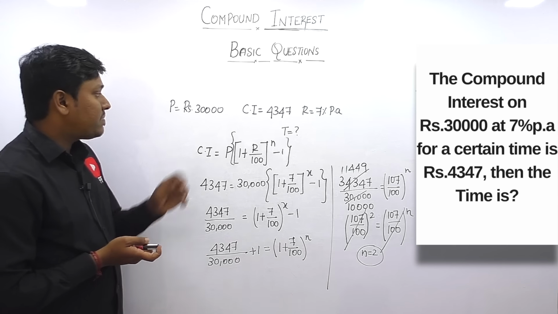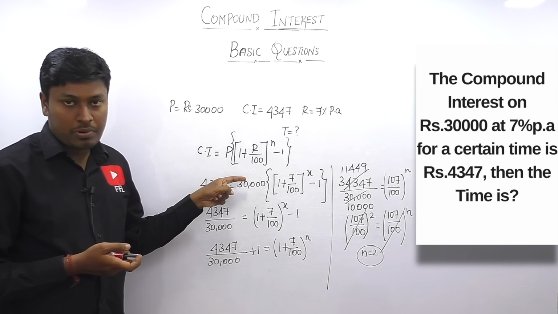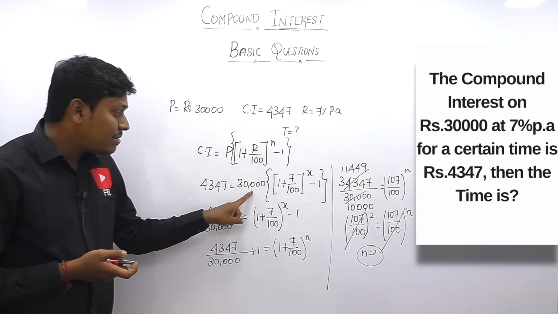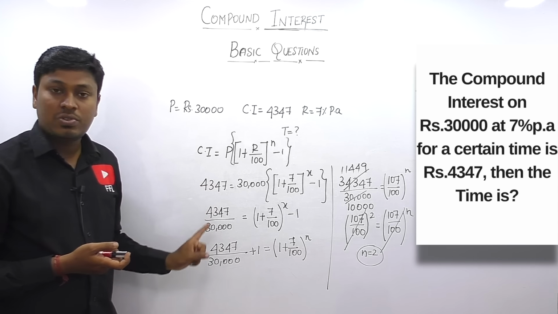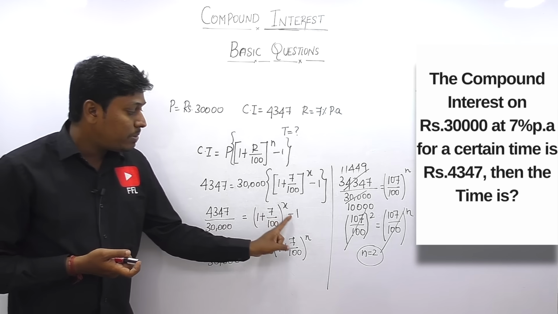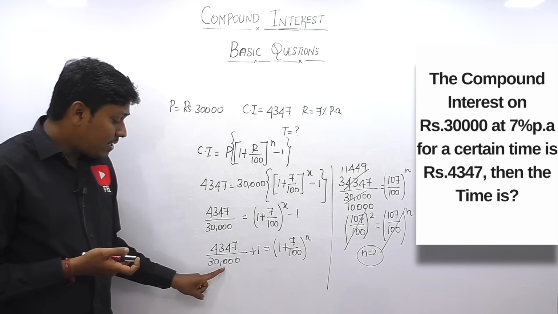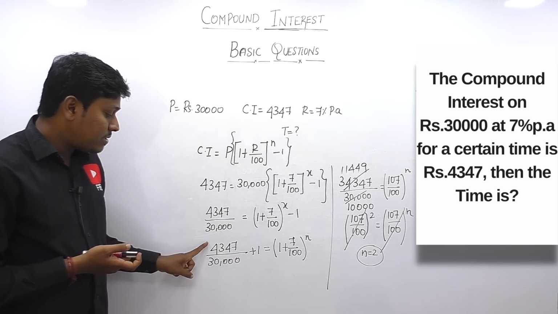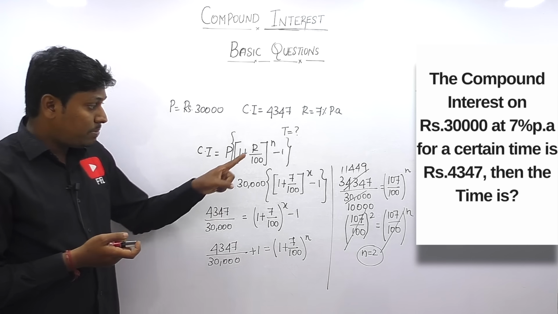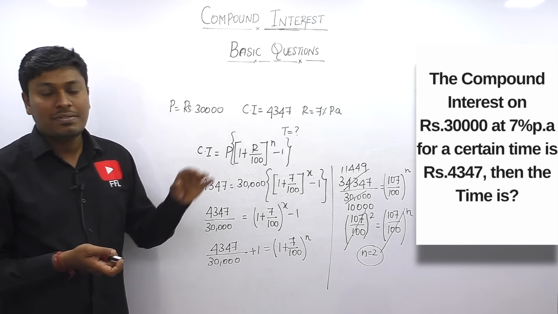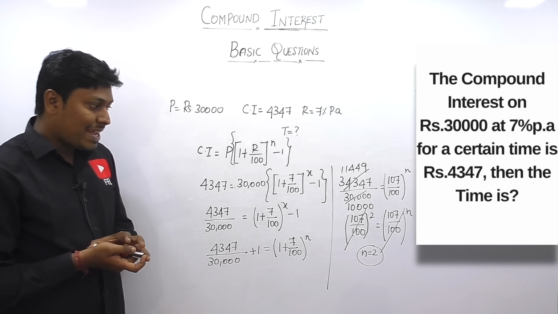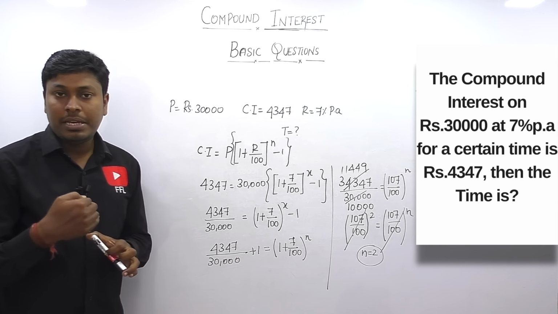So friends, the first step is we applied all the given values in the compound interest formula, and then we bring this 30,000 to the left hand side, so it goes to the denominator. Step number 2, we bring this minus 1 to the left hand side so that it becomes plus 1, and we have taken LCM as 30,000. So 30,000 plus 4,347 will be 34,347.